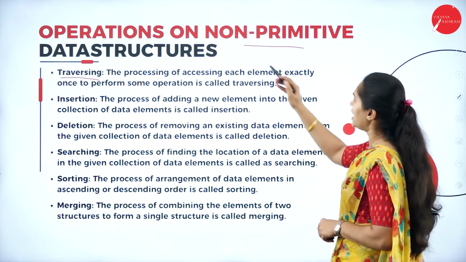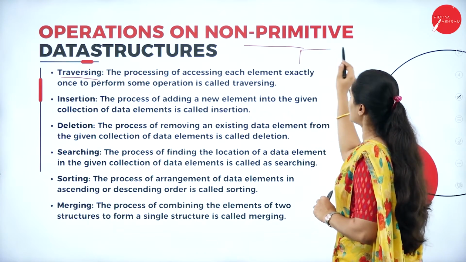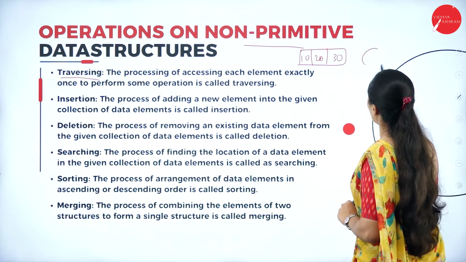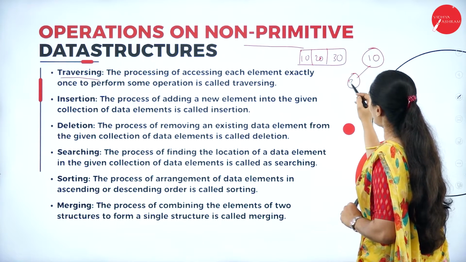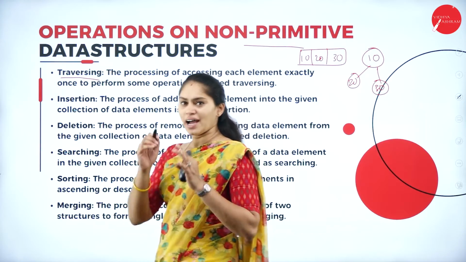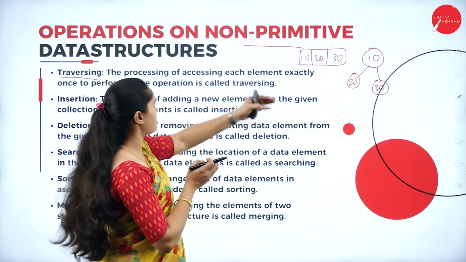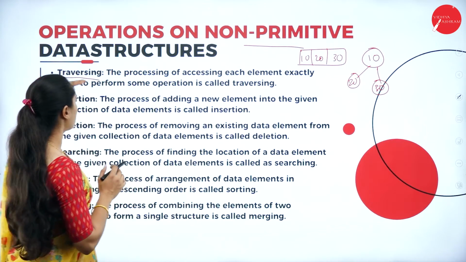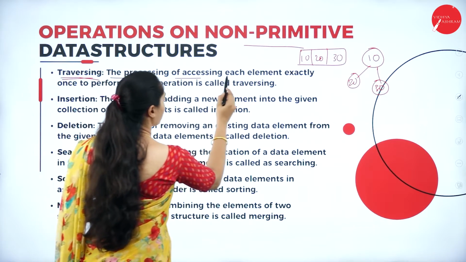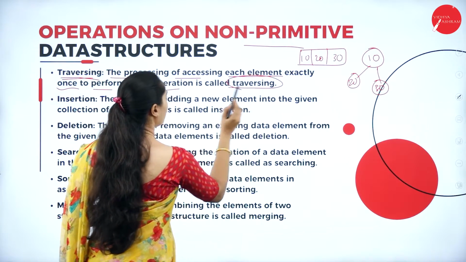If you consider non-primitive, there also I have linear as well as non-linear. Consider this example here itself: 10, 20, 30 and one more 10, 20, 30. I have two examples, linear and non-linear, which together I will comprise as non-primitive. What is the first operation I can perform on this? Traversing: the process of accessing each element exactly once to perform some operation is called traversing.